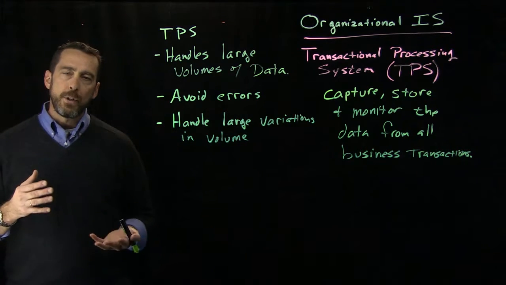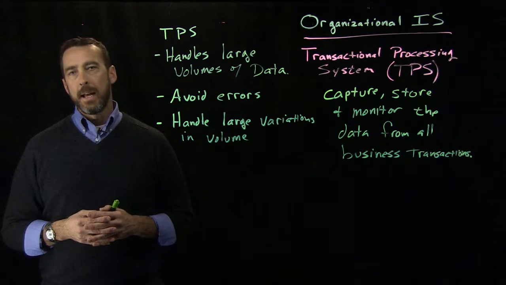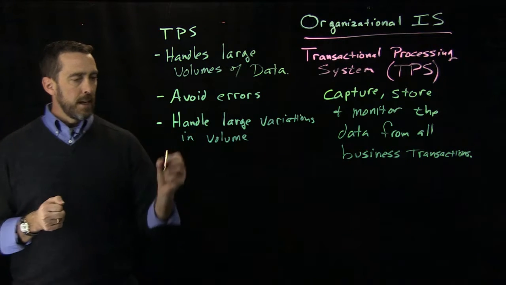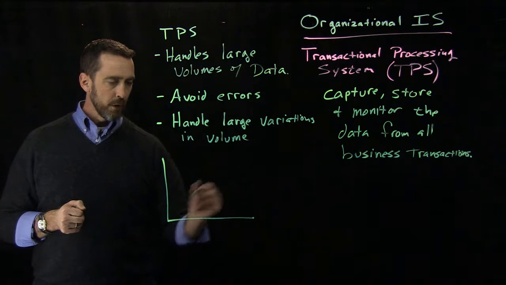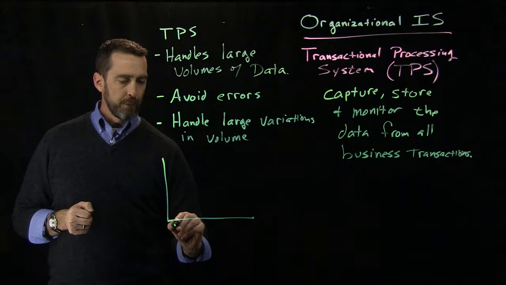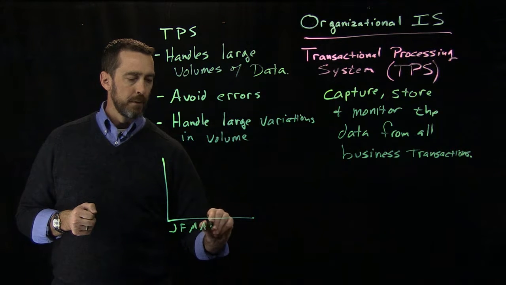So if you're at a university, let's say the university has 30,000 students. And what we see then, if we were to graph this out in terms of system usage, we have time, and we'll do it by months: January, March, April.